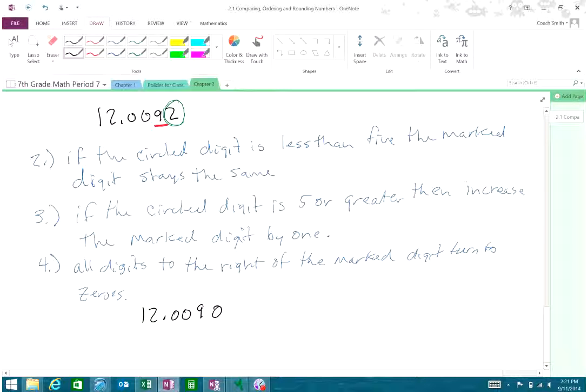So you end up with 12.0090. Okay, but since that 0 at the end is behind the decimal, I don't need it. And so my actual answer is 12.009, and that's your answer. Give you a second to finish writing that down.